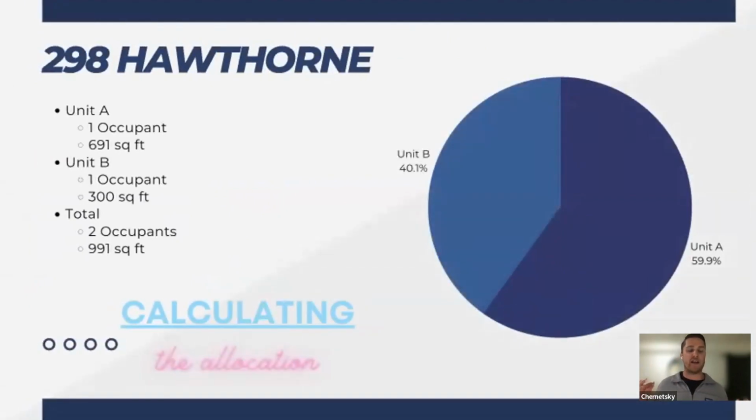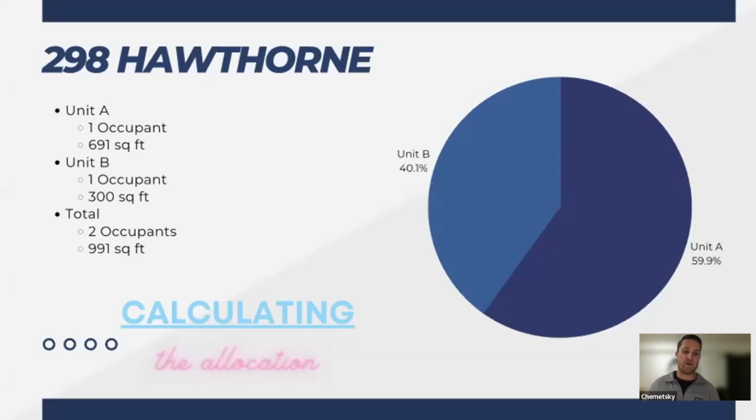So now I wanted to show a quick example. So I mentioned 298 Hawthorne. This property is actually one of my favorite ones to reference when I'm talking about RUBS, because when the owners found out that it existed, they were just so excited about it. They have only 1 PG&E meter, so 1 gas, 1 electric assigned to both units. And then they also have 1 water meter assigned to both units A and B.